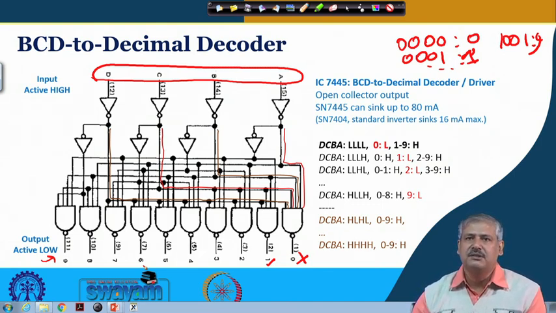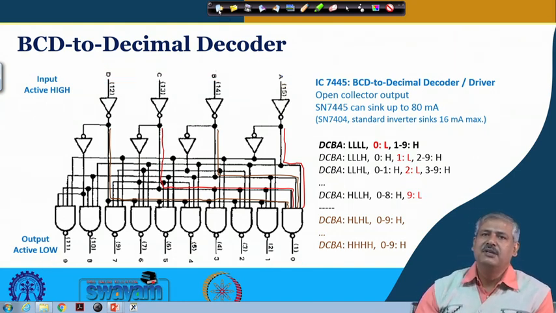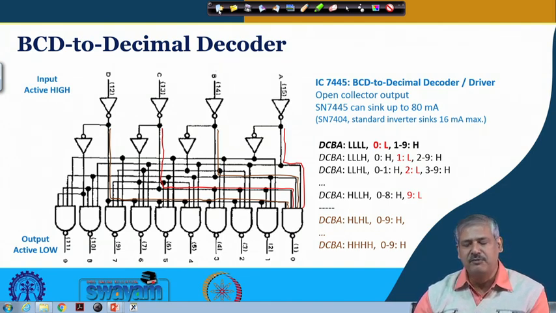This is useful because in a lot of applications we shall encounter these BCD numbers. For that, a standard integrated circuit, a chip, is available, which is IC 7445. What the driver is and so on we shall see later. First we look at what is meant by decoding.